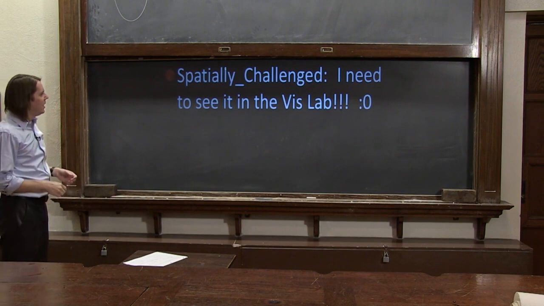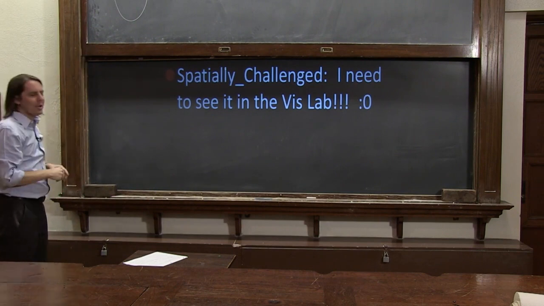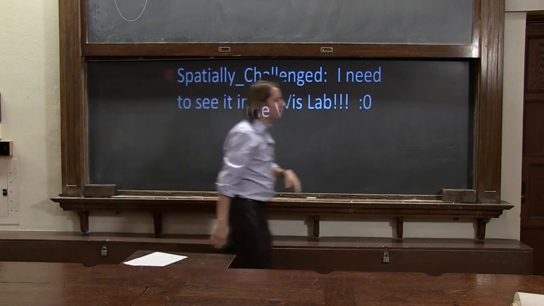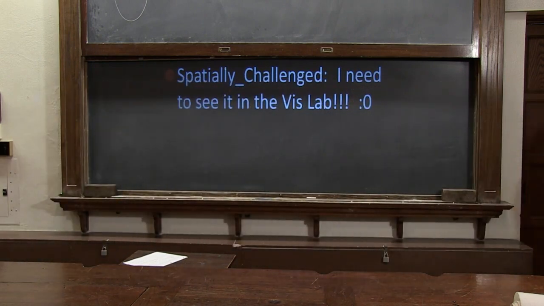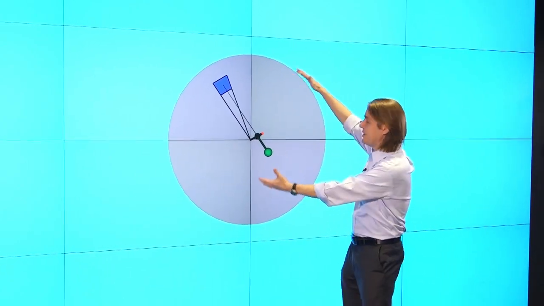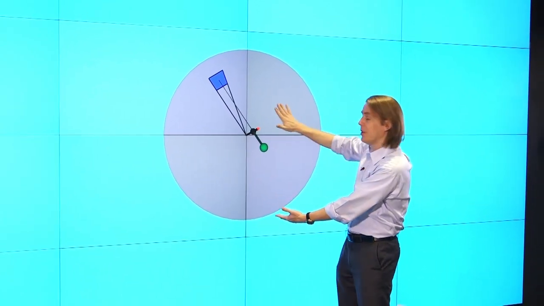Spatially challenged. I need to see it in the VisLab. Okay, so that was a very complicated drawing I did. Let's go look at it in the VisLab and make sure you get it. Here is the charged disk in gray. We're looking straight onto it.